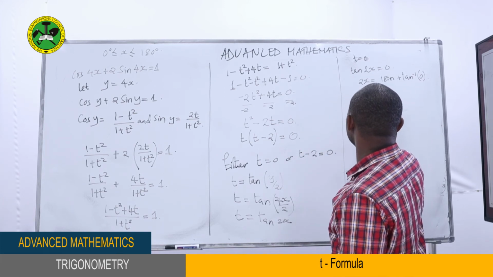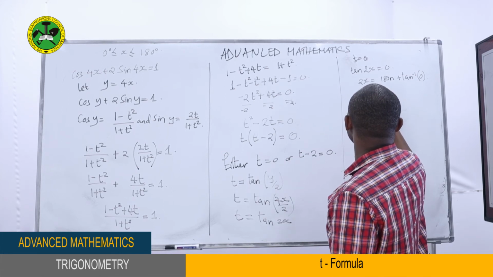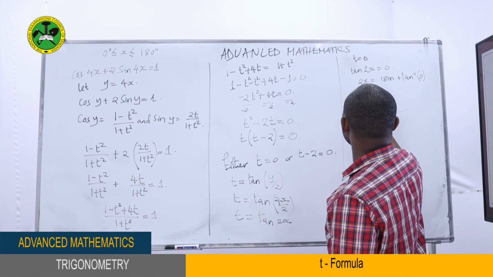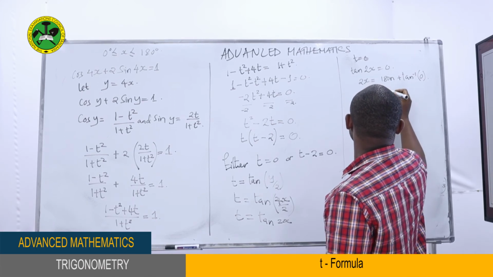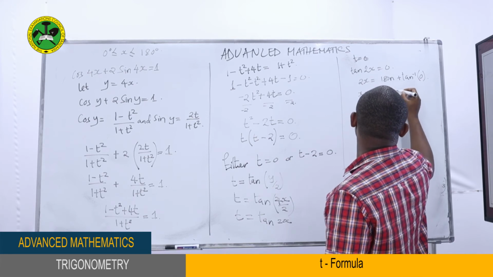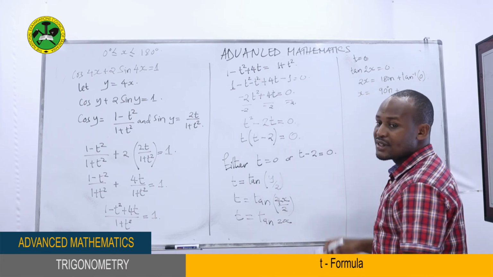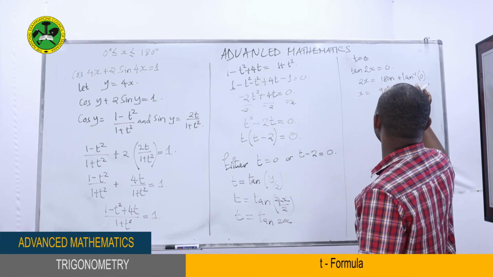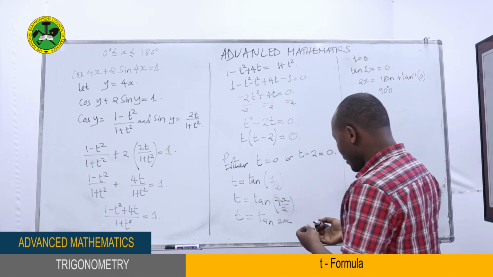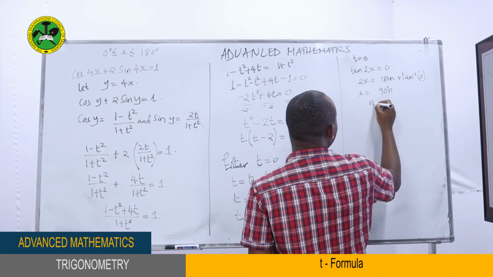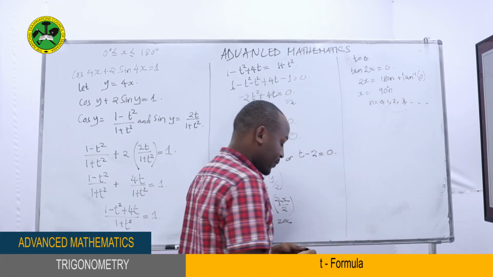That is to say, x equals to what? x equals 180 divided by 2, which is 90 degrees n, plus this divided by 2. And we know that tan inverse of 0 is 0, so that divided by 2 remains the same. Now remember, what is n? n is equal to 0, 1, 2, 3, and so forth.